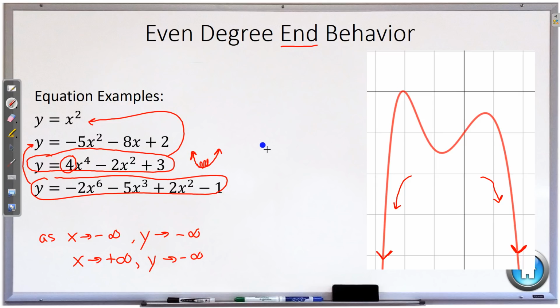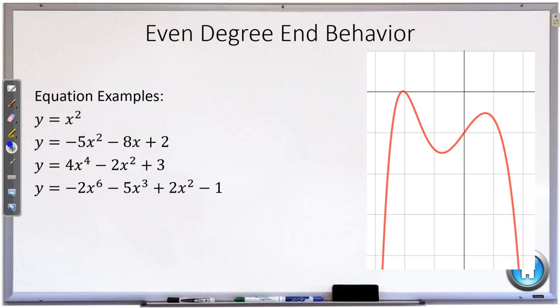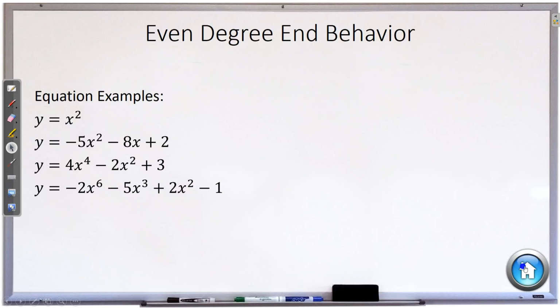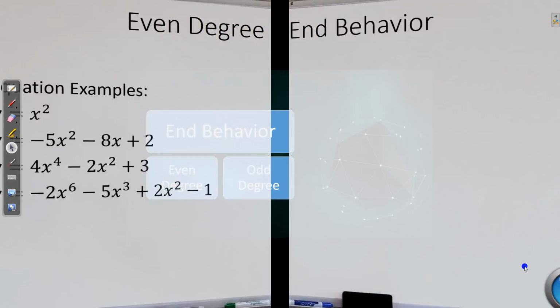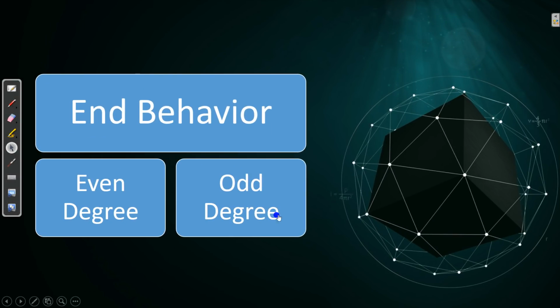And so all the even degree polynomials have very, very similar end behavior. The arrows are either going down on both ends or they are going up on both ends. So that's a quick overview of even degree polynomials. Let's take a look at odd degree.